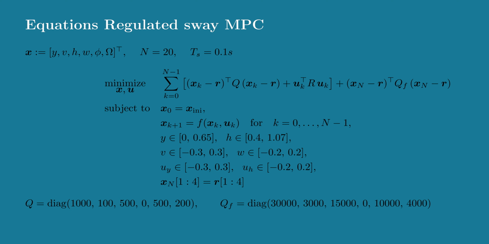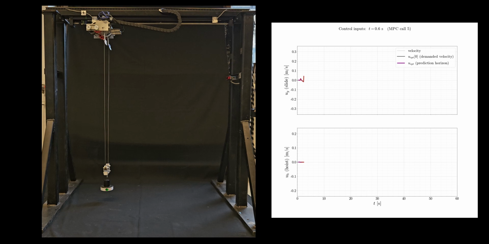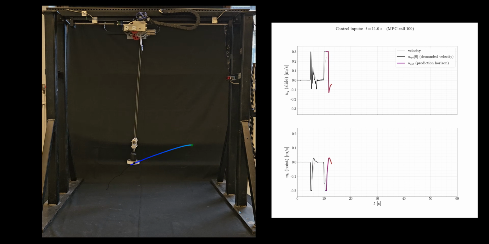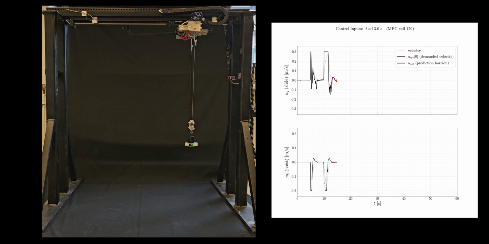Now let's add the sway to the cost function. The structure of the problem is exactly the same as before, but now Q and QF also penalize the sway angle and its rate. Let's see how this changes the behavior on hardware. The starting position and target are the same. This time, the cart and hoist reach their targets, and the payload settles smoothly, without oscillating, since the controller is now actively damping the sway.